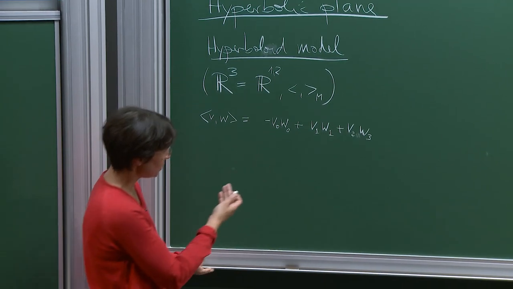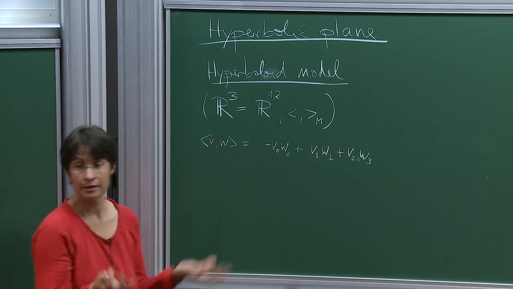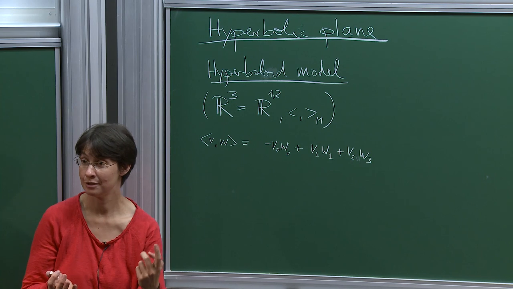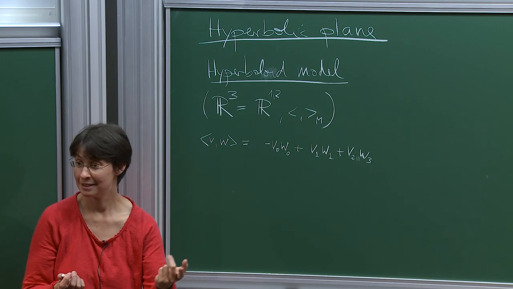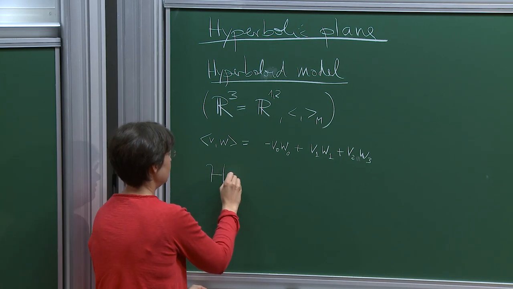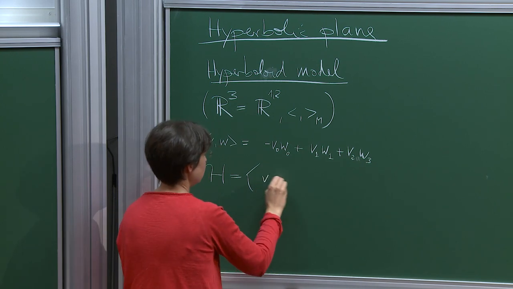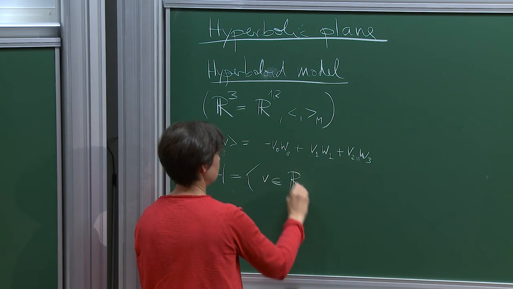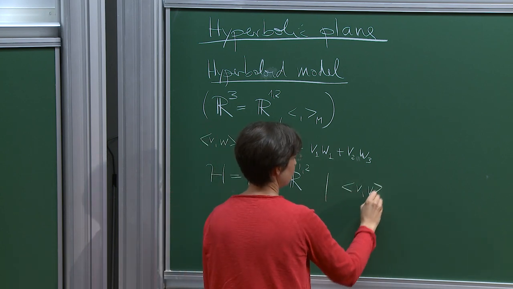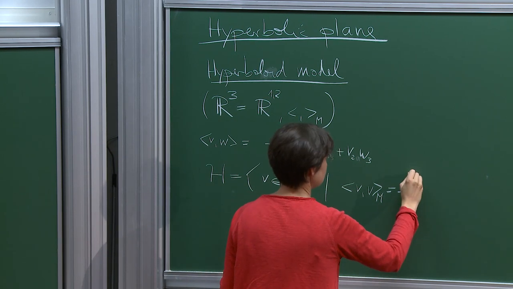If we do that, we can look at the sphere with respect to this metric. Now you have to make a choice of plus or minus, and we will choose minus. So for the hyperboloid model, we look at all vectors in R^{1,2} such that the Minkowski scalar product, or norm squared, of the vector is equal to minus 1.